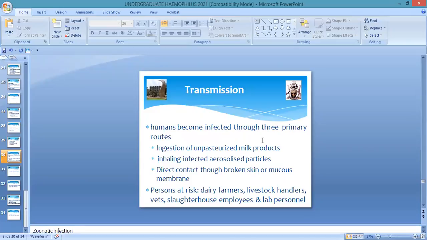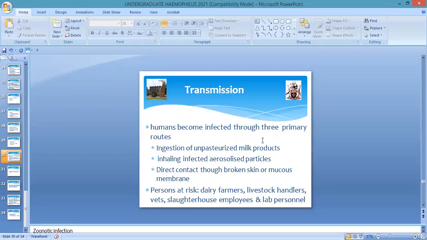In terms of transmission, humans usually get infected through three major routes: either when you ingest food, especially milk products that are not pasteurized, so that would include milk, cheese, yogurt, etc. Or when you inhale infected particles, droplets from an infected animal. Or through direct contact of the pathogen through either broken skin or even the mucous membrane. Those are the three major routes in which the infection can come.